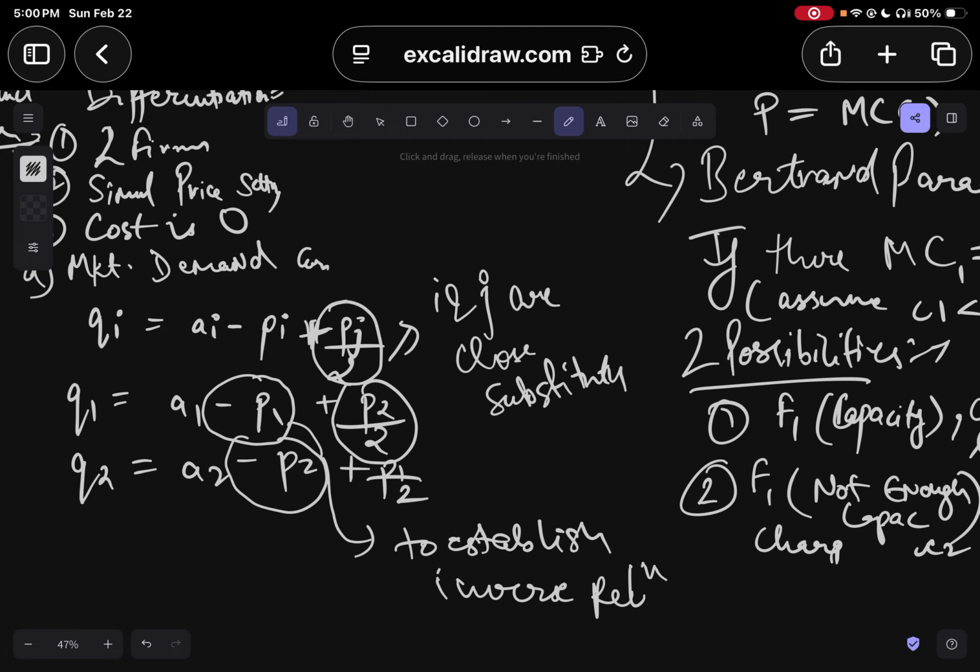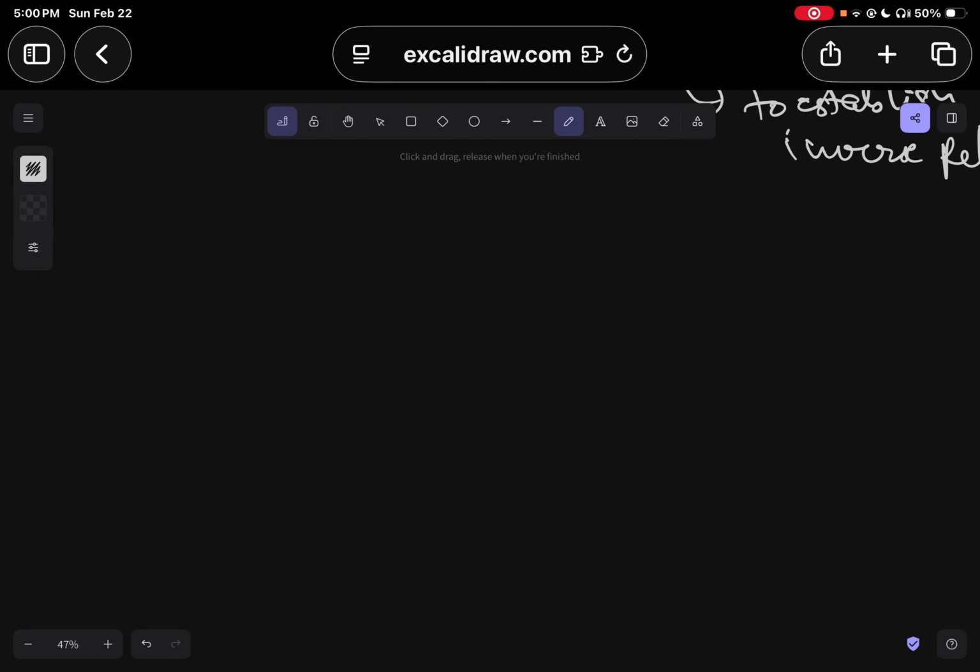Now we move on to the mathematical part of it. So now the profit is obviously the total revenue, since total cost is zero.